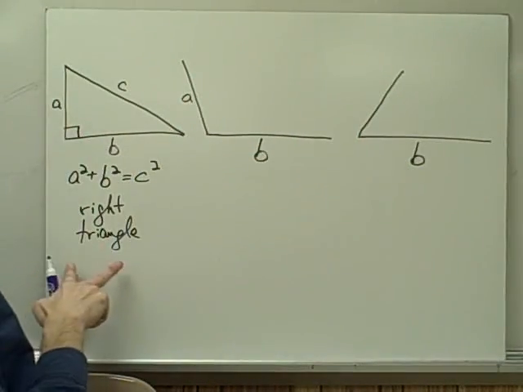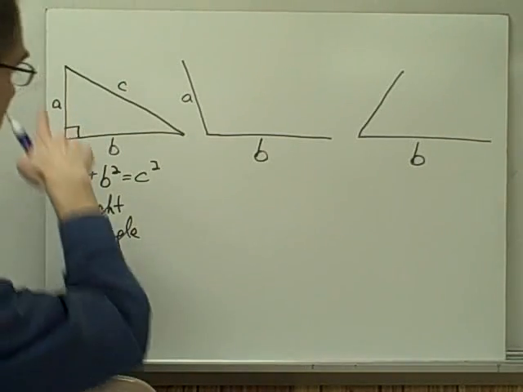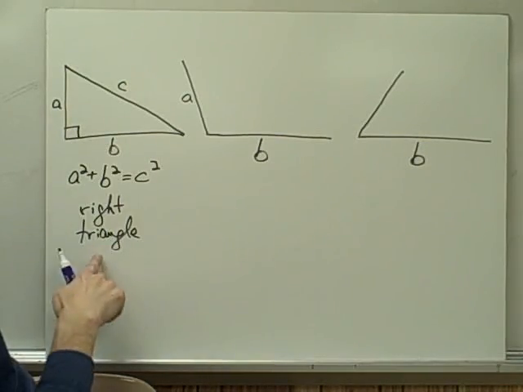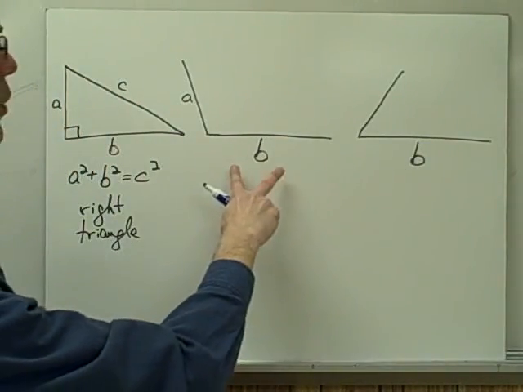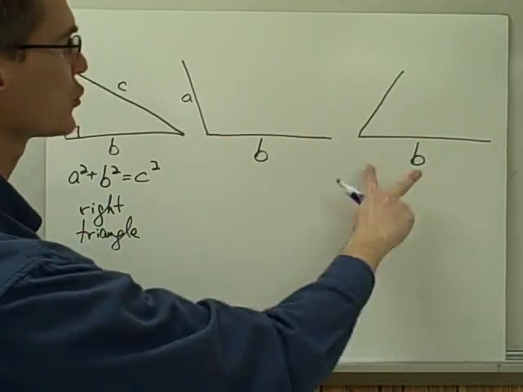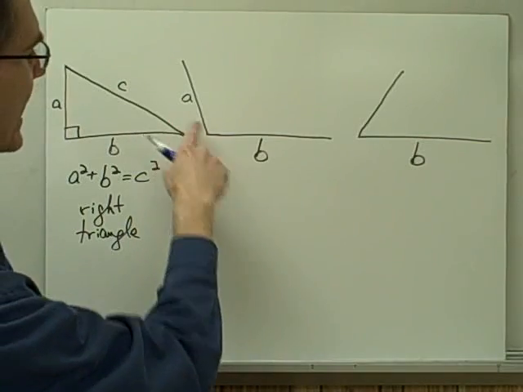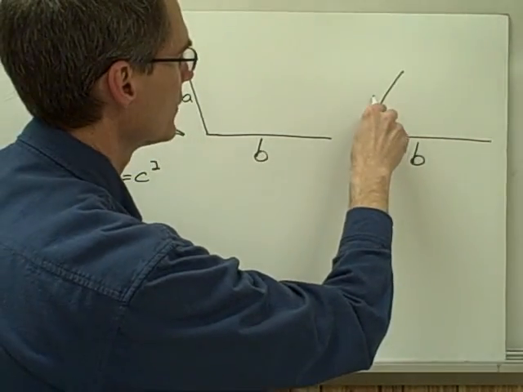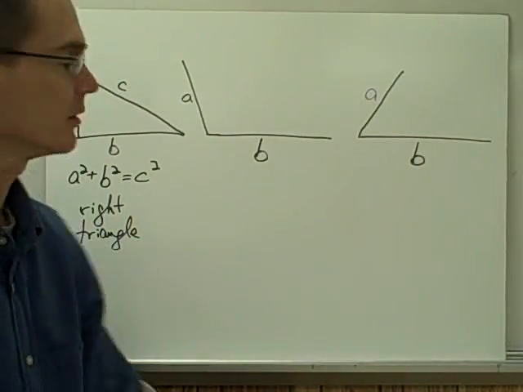So here I've got a right triangle. I've got it labeled A, B, and C. And I know from the Pythagorean theorem that a squared plus b squared equals c squared, because that's what the Pythagorean theorem tells me. Well, here I've got 2 other triangles that I've started to draw. I haven't finished drawing them yet. And I've made the first 2 lengths of the sides of my triangle the same lengths as A and B on my right triangle.